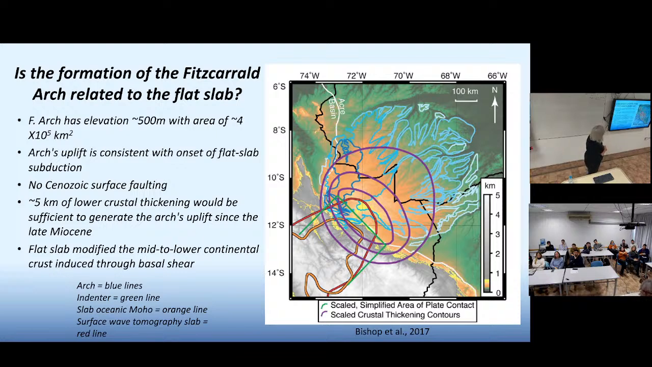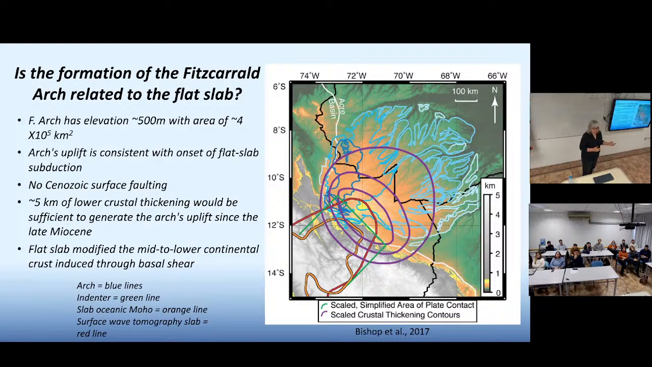The arch, it's only 500 meters high, but it's got an area of about 4 times 10 to the 5th square kilometers. There's no surface faulting, and if you shoved about 5 kilometers of crust under it, you would get this elevation. And it's maybe a little hard to see, but this is where the 100-kilometer contour is for the Nazca slab. And we just modeled it with an indenter, like this green box. And the purple lines are contours of what you would expect the new crustal thickness to be. And it matches with the Fitzgerald Arch.